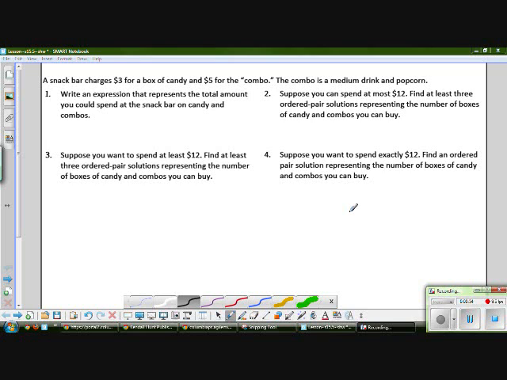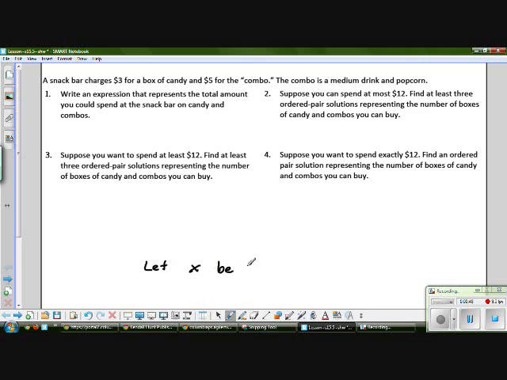To do that, before we do anything else, we really need to initialize our variables. In other words, we're talking candy, we're talking combos, but we're not going to write those words out. That's crazy. Instead, we're going to pick a couple variables to stand for it. So let's initialize them. I'm just going to pick some generic ones. Let x be boxes of candy, and let y be number of combos.